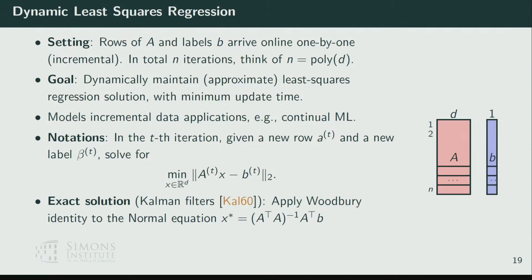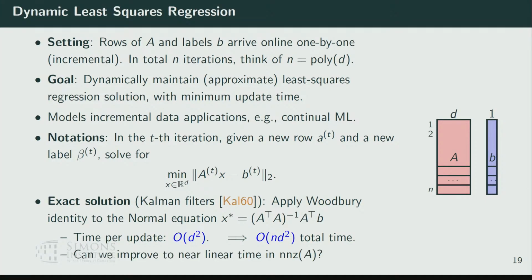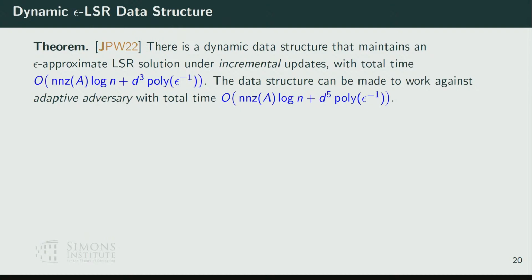Okay. So first of all, if we wanted to solve it exactly, what do we do? This actually dates back to the control literature where they called this the Kalman filter. And the idea is simply to apply the Woodbury identity to the normal equation where there's this inverse, and it would take d squared time to do an update. So over n iterations, it will take n d squared time. But we know that for the static problem, we can improve this to near linear time in the input size. Can we also do this for the dynamic problem as well? Well, the answer is yes, we can do this.